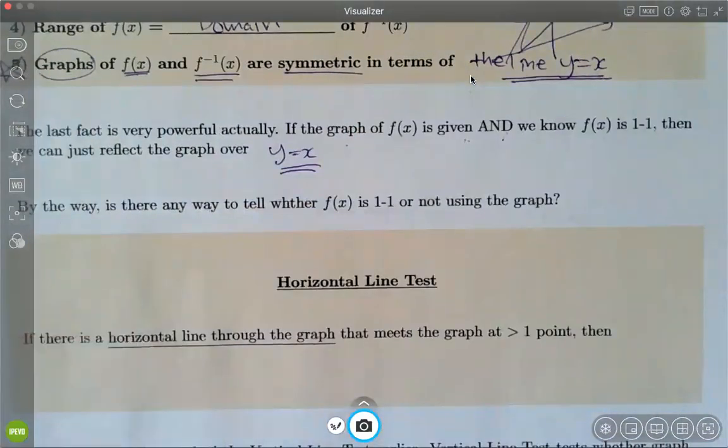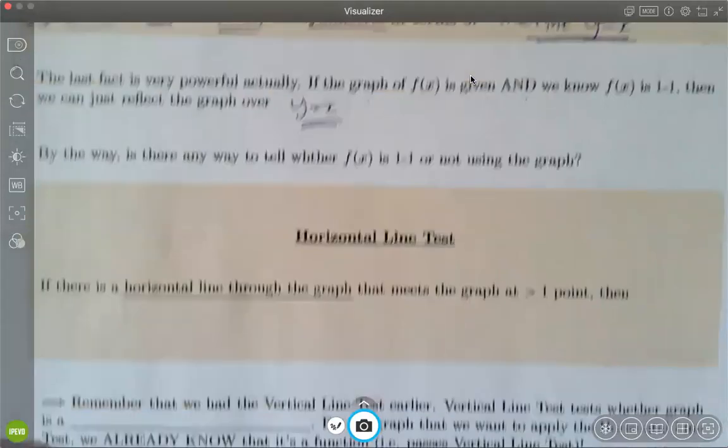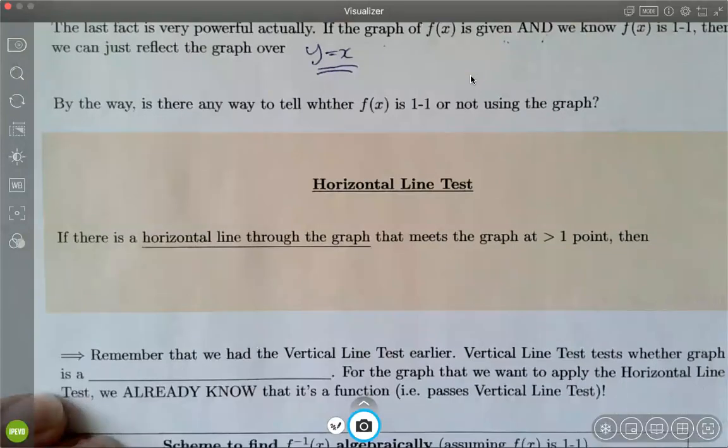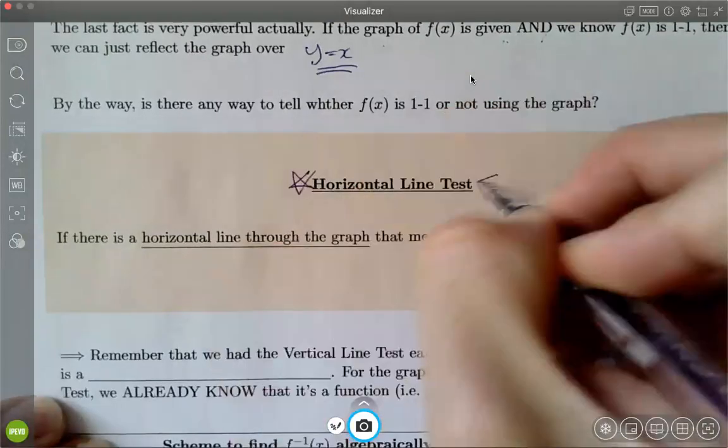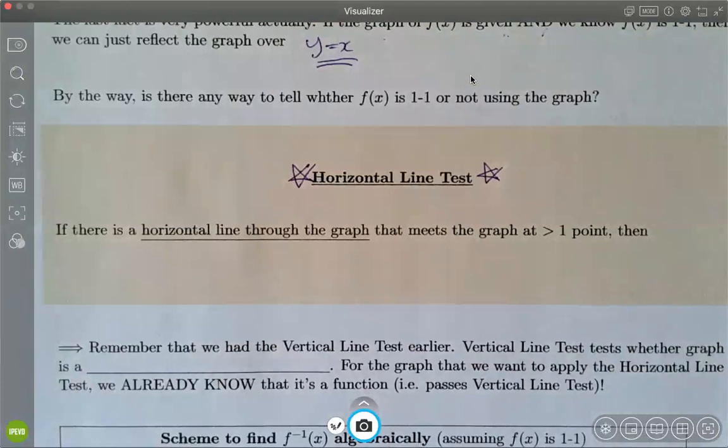Now, is there any way to tell whether the function is one-to-one based on the graph? Based on the graph. And here comes another test called the horizontal line test. Now, in section 2.3, I believe, we saw the vertical line test. And remember that test was used for telling whether something is a function or not, right? Now, the horizontal line test.